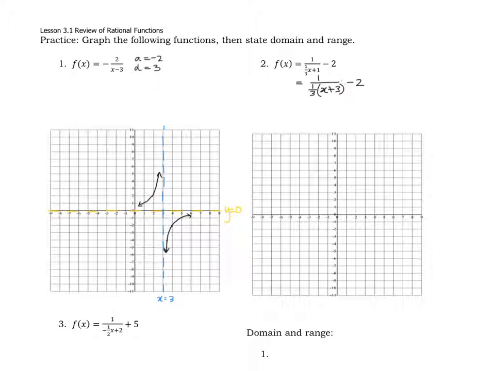Okay, and you can always double check by plugging in one of your final graph points, the x value, into your function and make sure that you get the correct y value back. Okay. So basically what this tells us is that our function has been transformed so that it is now horizontally stretched by a factor of 3, translated 3 units to the left and 2 units down.